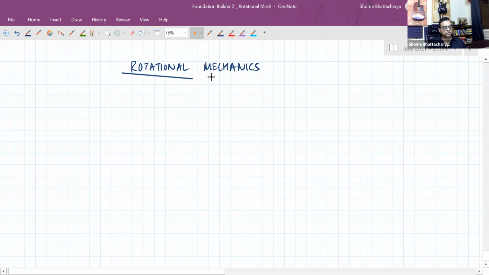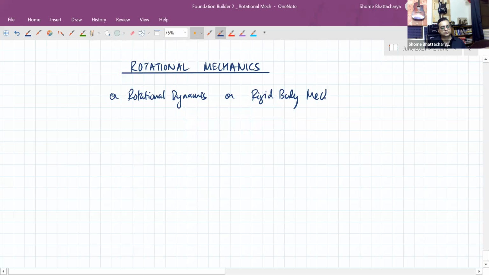In certain cases, this is also called rotational dynamics, or it is also called rigid body mechanics. So here we want to first of all understand the different types of motion for a rigid body. Then we'll understand how rotational mechanics will be applied. So, types of motion for a rigid body.